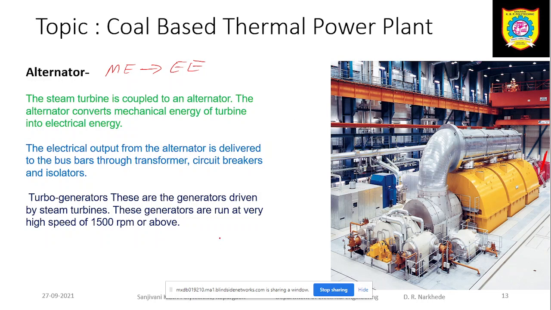So how will the coupling take place? These are basically mechanically coupled. The shaft of the steam turbine is connected to the shaft of my alternator, so there is a mechanical coupling between these two. The alternator converts mechanical energy of the turbine into electrical energy. The electrical output of the alternator is delivered to the bus bar through transformer, circuit breaker and isolator.